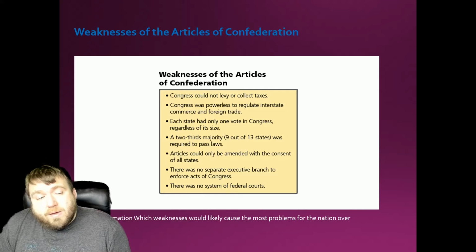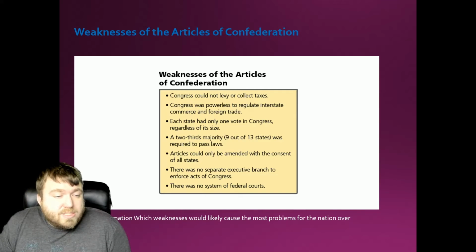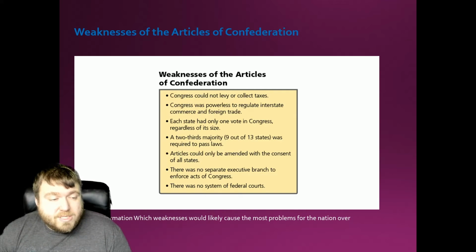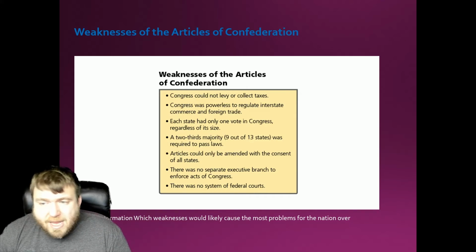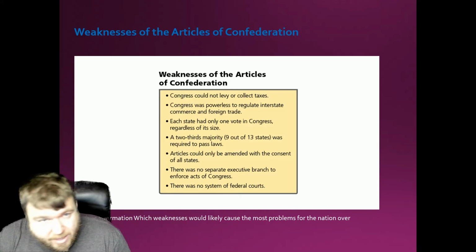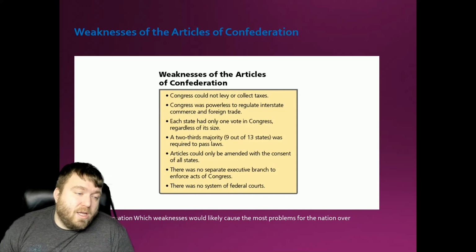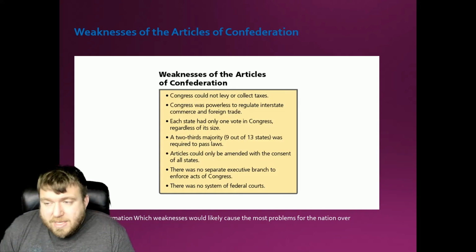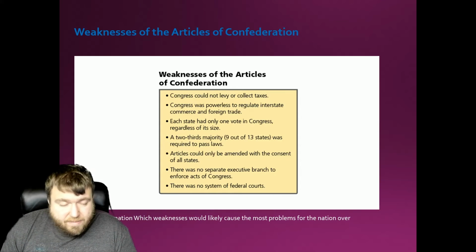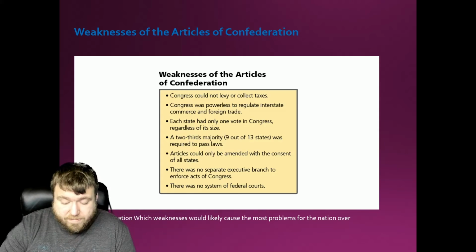There was no separate executive branch to enforce acts of Congress. So the federal government could say what was legal, but they really didn't have any way to actually carry out or enforce that law. And there was no system of federal courts. So these are all going to be major issues that face the country under the Articles of Confederation.